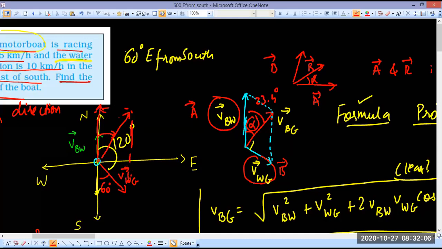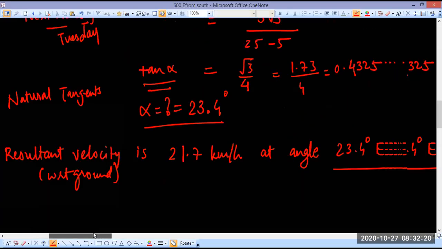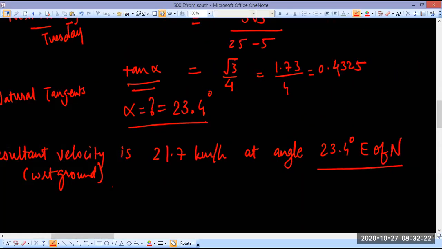Rough sketch again. So this is 23.4. So we are saying 23.4 degrees east of north, or east from north. Okay, right? So that's the final answer of this question. All right, so I hope you got it, right?